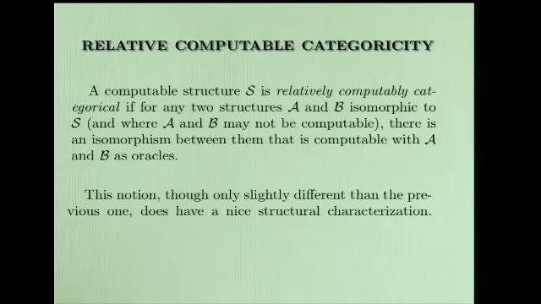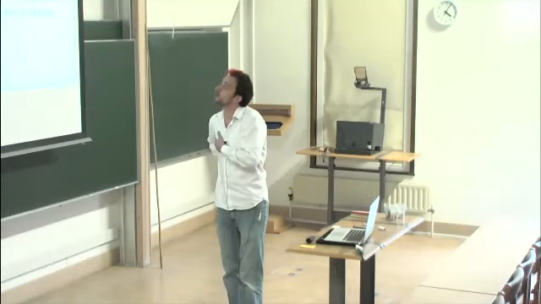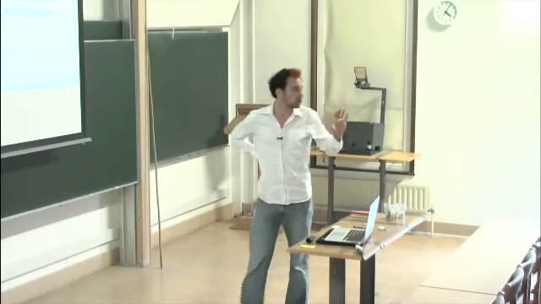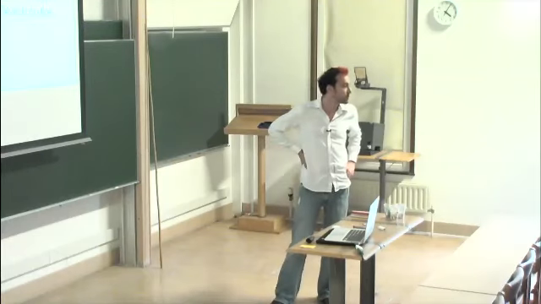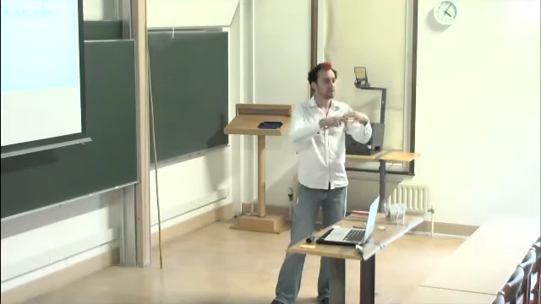If we strengthen the definition slightly to give a very similar sounding notion, which initially looks like it might even be the same, though it's not, then we do get a nice characterization. Here's the definition. We say a computable structure is relatively computably categorical if for any two structures A and B isomorphic to it, where they needn't be computable anymore, there's an isomorphism between them which is computable in the oracles, so computable in the join of the atomic diagrams.